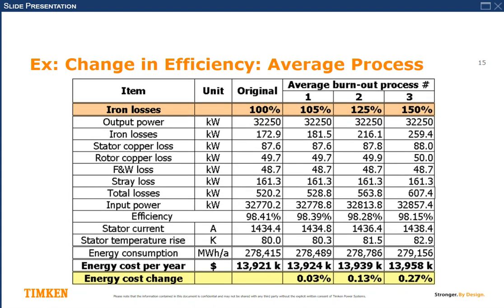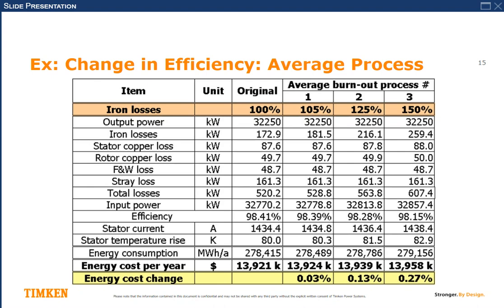That's the good process. Let's look at the average process. Now again, for the average process, we said that the losses would increase from the original value by 50% after 3 rewinds. You can see where the iron losses increased from 172 kilowatt to 259 kilowatt. That's a really significant increase in losses.